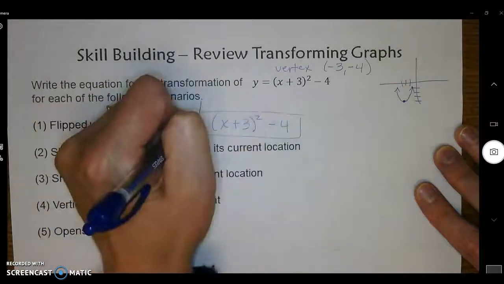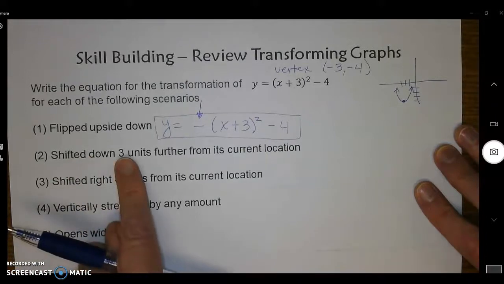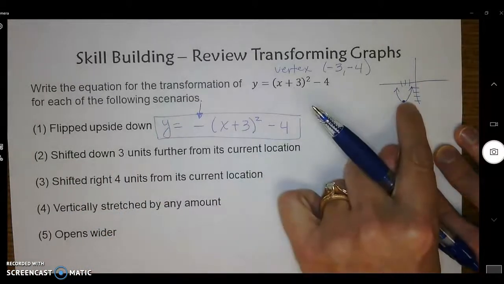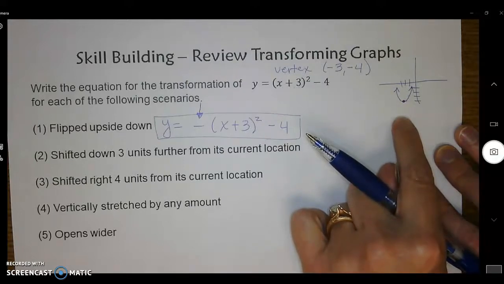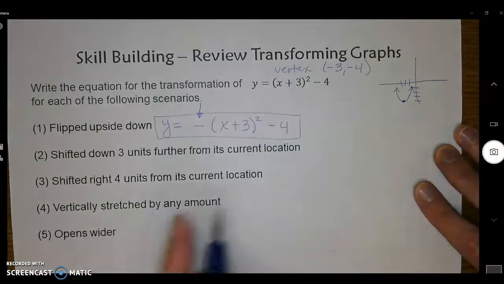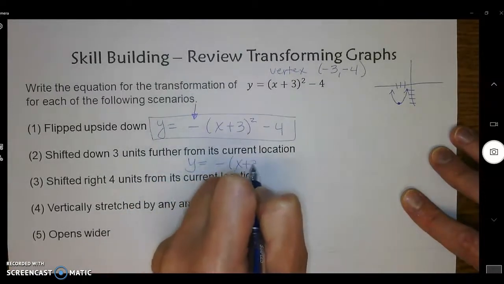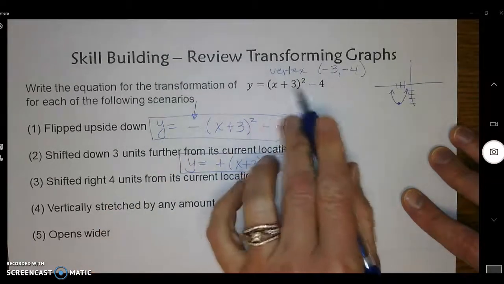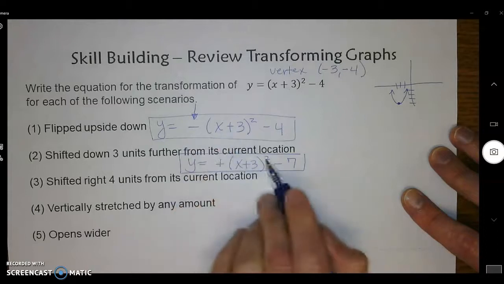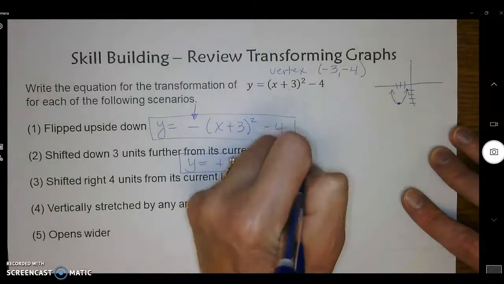So my one change was right here. I need to shift it down 3 units. So I want to go further down. So if I'm already at -4 and I want to go down 3 more, I'm going to change this to -7. Oops, and it should be positive now. I'm sorry. You're always changing the original equation. So I made a mistake by copying that one. So I'm changing the k value to be down 3 more.